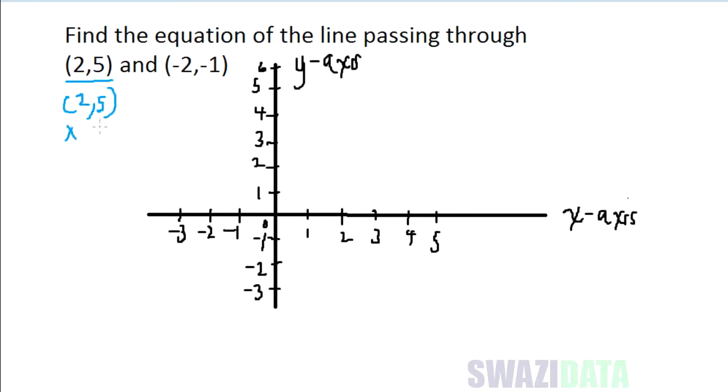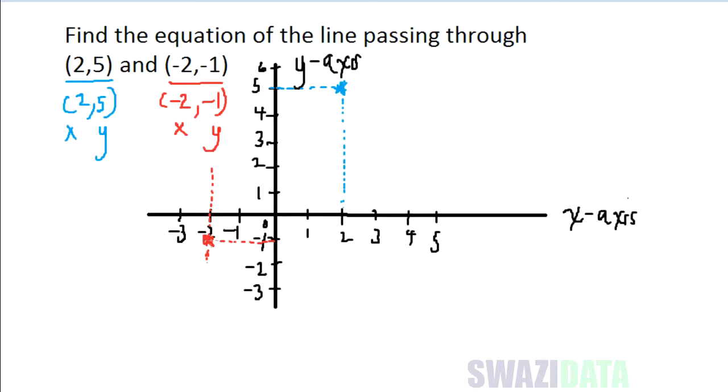(2, 5), this is your x, this is your y, so x is 2 and it's somewhere here, and then y is 5. So that's our first point. And then the second point: this one is minus 2 and then minus 1, so minus 2 is x and minus 1 is y.